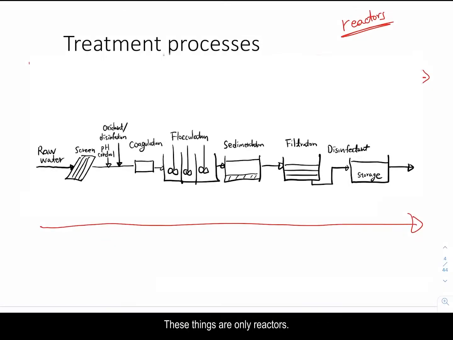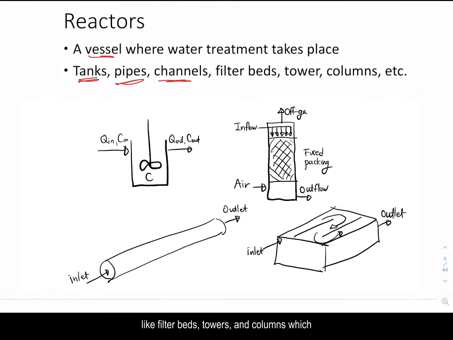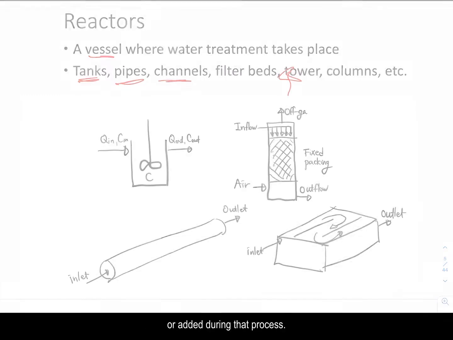So right now, I almost highlighted it individually. These things are only reactors. But you see that all these things are connected by pipes, right? And even in the pipes, you see that there are a bunch of other things that are added in, as chemicals and so on. So actually, this itself could also be considered as a reactor because it's a pipe too, right? There could also be other things like filter beds and towers and columns, which most of them look like in this shape, where water either comes in from the up or down, and then there's some kind of packing material, and then water basically passes through them, right? And then some of the water constituents are either removed or added in during that process.